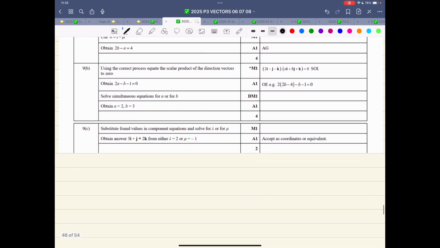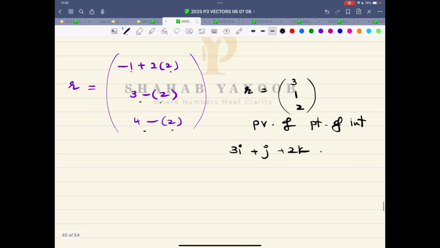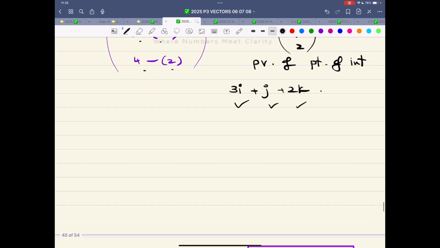And let me check the thing. 3i plus 2j plus j plus 2k. 3i plus j plus 2k. And that is how this particular question is done and dusted.